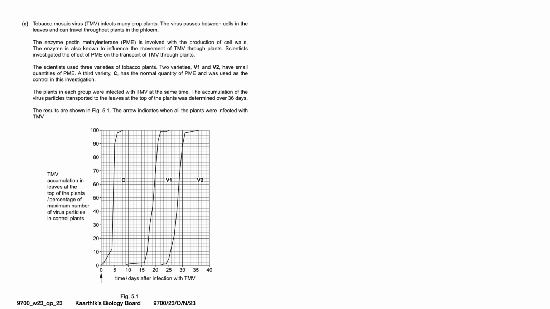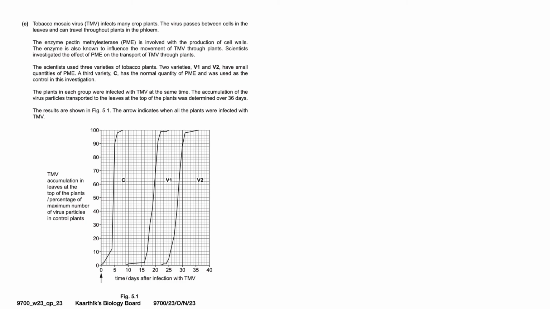The scientists used three varieties of tobacco plants. Two varieties, V1 and V2, have small quantities of PME, and a third variety, C, has a normal quantity of PME and was used as a control in this investigation. The plants in each group were infected with TMV at the same time. The accumulation of the virus particles transported to the leaf at the top of the plant was determined over 36 days. The results are shown in figure 5.1. The arrow indicates when all the plants were infected with TMV.